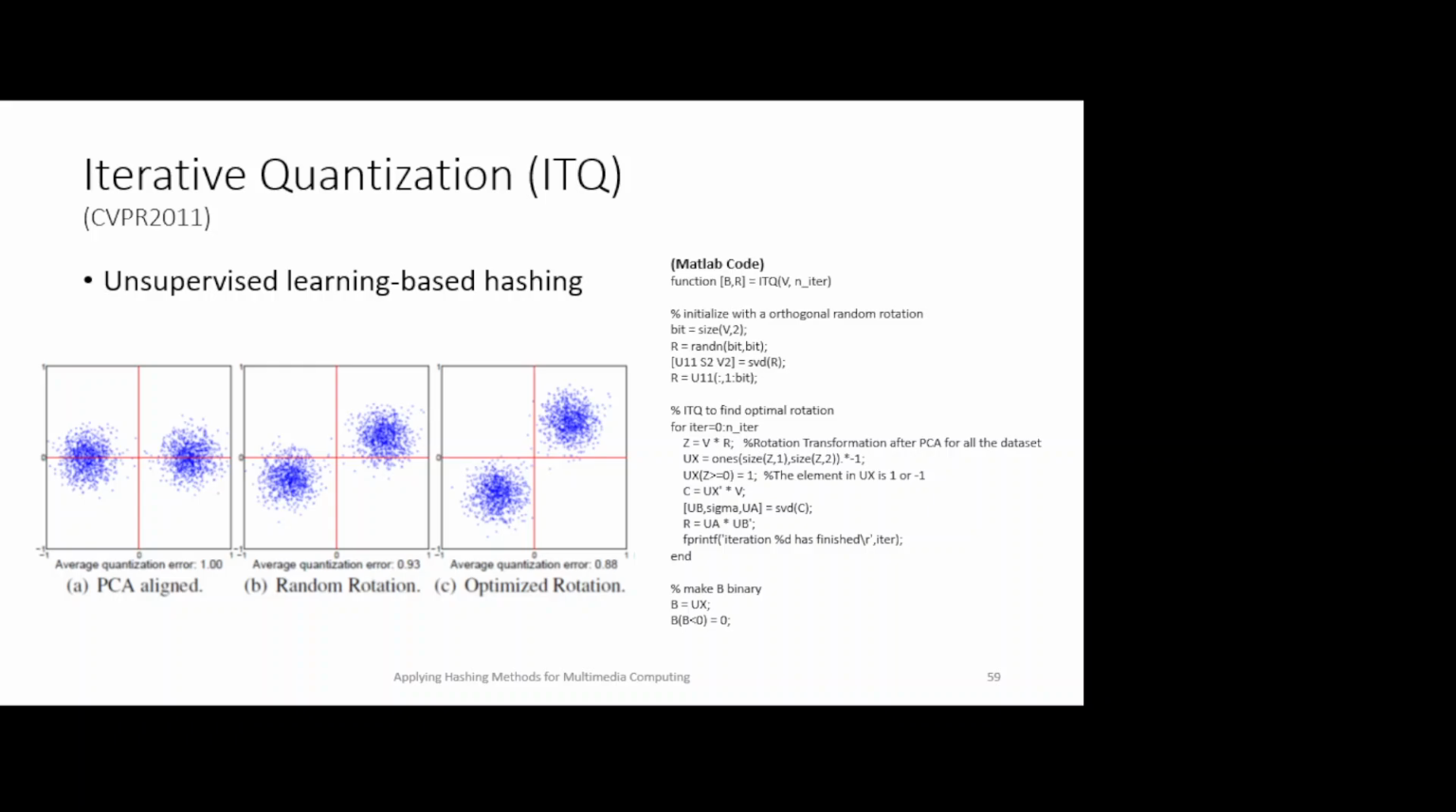It's reduced to 0.93. Before it was 1, now it's reduced to 0.93. So just by doing a simple rotation, you can achieve a better quantization.